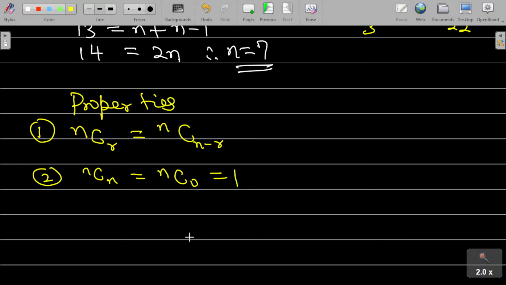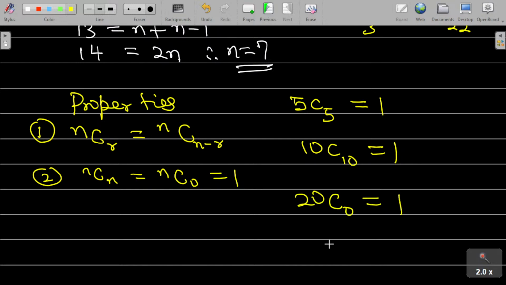I don't know if you have seen this before. Wherever you see n combination n, if you see 5 combination 5, don't bother solving it. It is equal to 1. If you see 10 combination 10, it is equal to 1. If you see 20 combination 0, don't bother solving it. It is equal to 1. So whenever you have n combination n or n combination 0, both of them are equal to what? 1. Thank you.